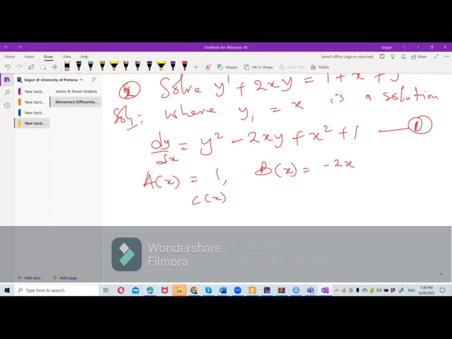C of x is what? It should be everything that remains. Yes, everything that remains is c of x. Let's take note of that.